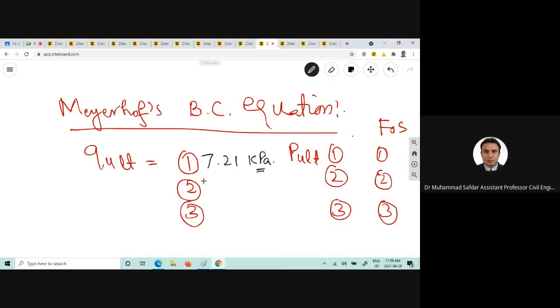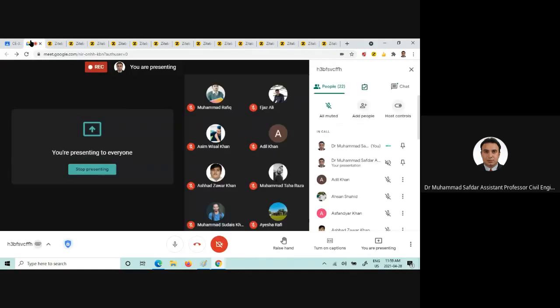Q ultimate. बाकी स्टूडेंट्स को समझ आ रही है?